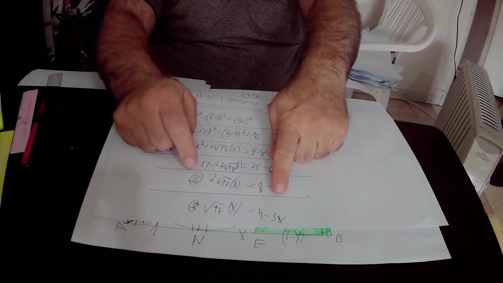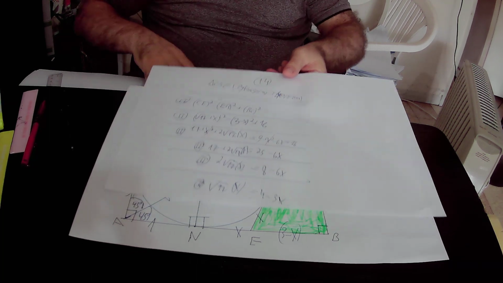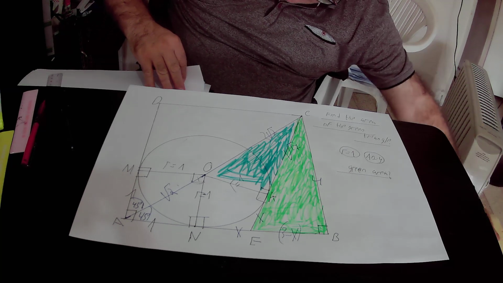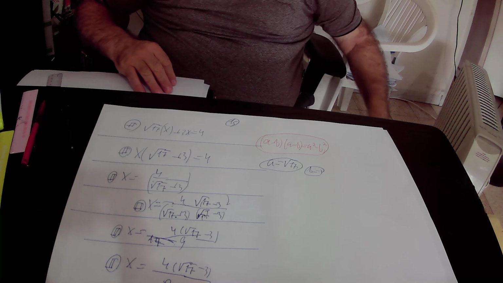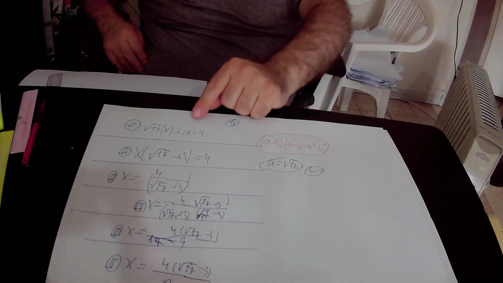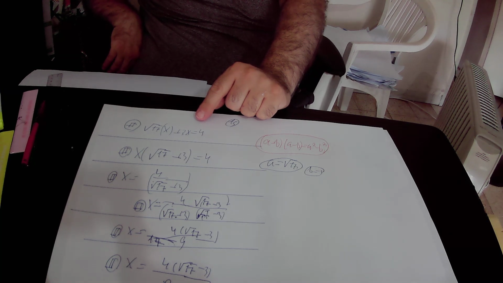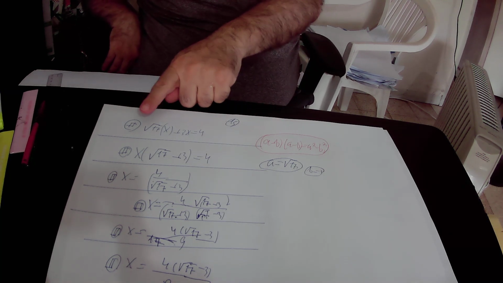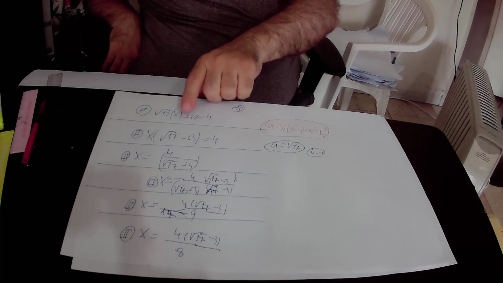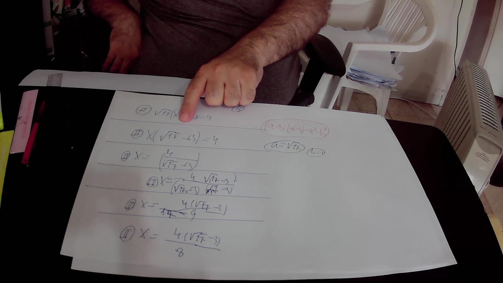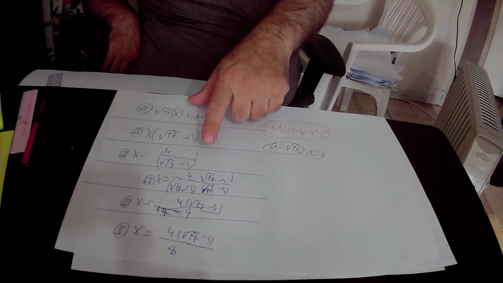Here we added 3X to this equation number 2, and we got square root of 17 times X plus 3X equals 4. Here we took a common factor X from these expressions and we got X times (square root of 17 plus 3) equals 4. We divided this equation by (square root of 17 plus 3) and we got that X equals 4 over (square root of 17 plus 3).